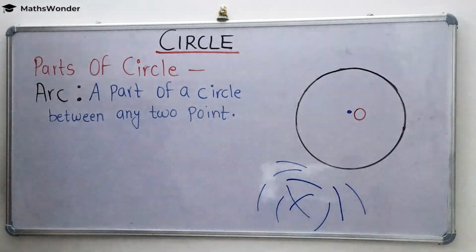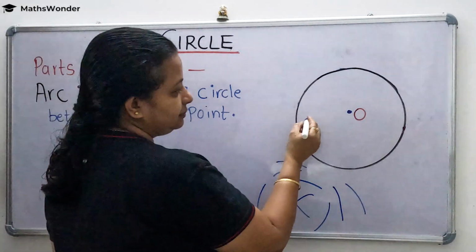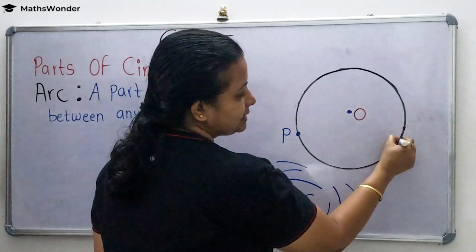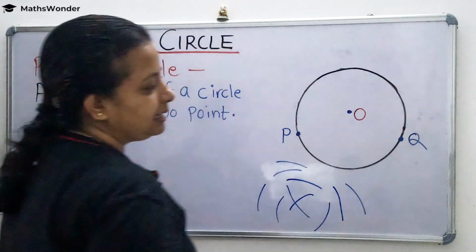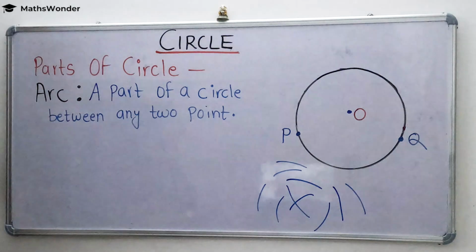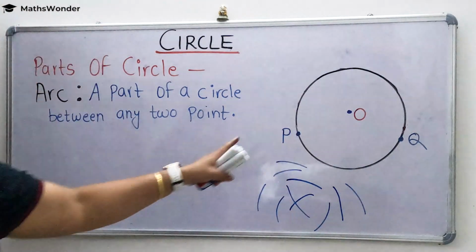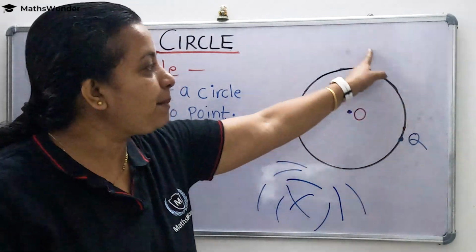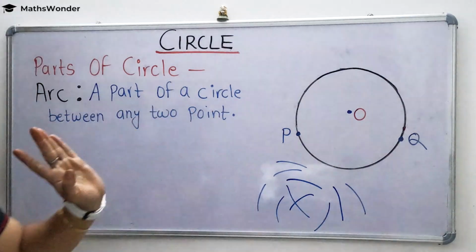Suppose, a part of the circumference. Suppose this is P and this is Q. We can see in the circle there are two parts, right? The portion of the circle between two points P and Q. You can look at it in two ways, right? What are the two ways? A smaller arc and a major arc. You can see it in the diagram.